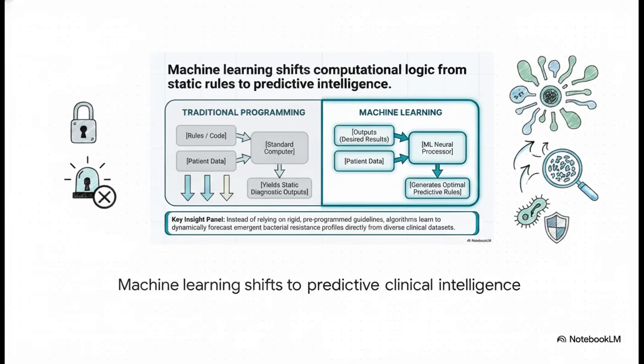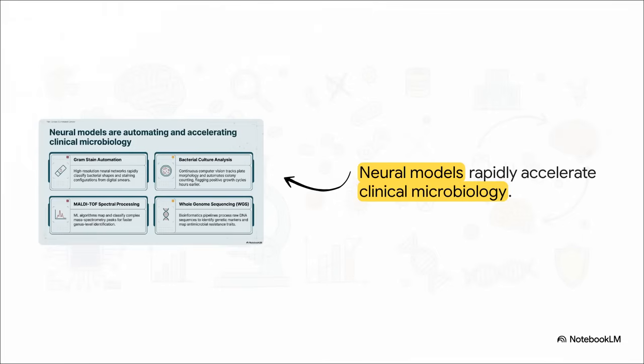It essentially learns to dynamically forecast emergent bacterial resistance profiles directly from the vast complexity of diverse clinical datasets. It's finding subtle patterns that human eyes simply cannot see. In practice, this predictive intelligence is completely revolutionizing the clinical microbiology lab.